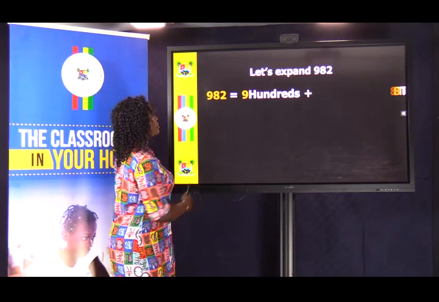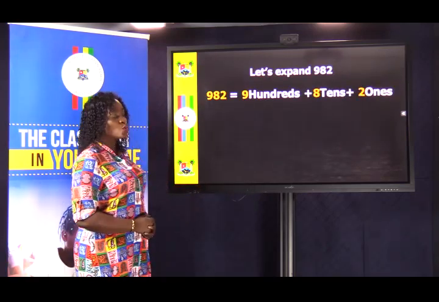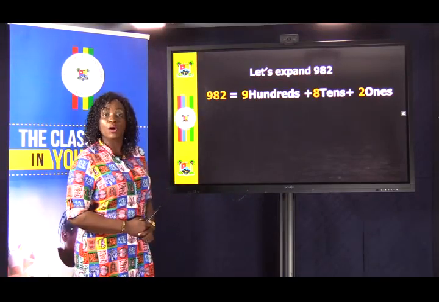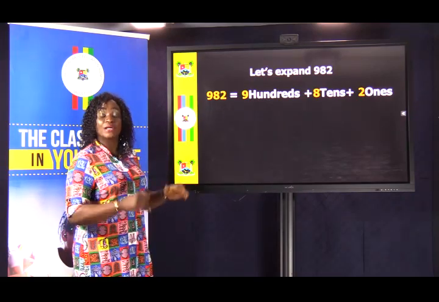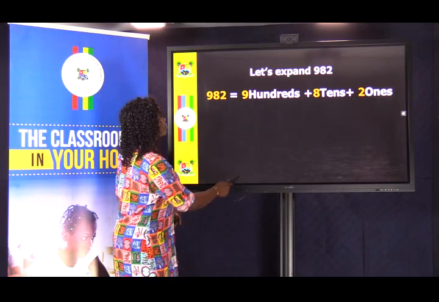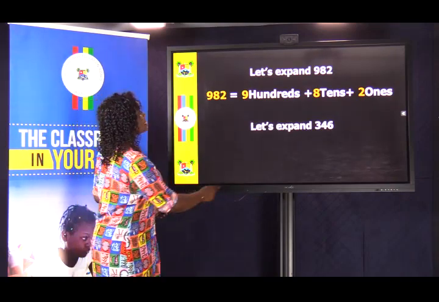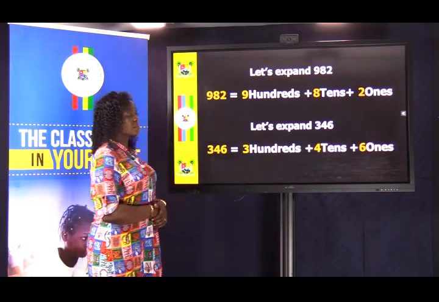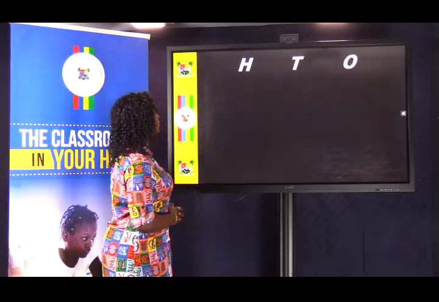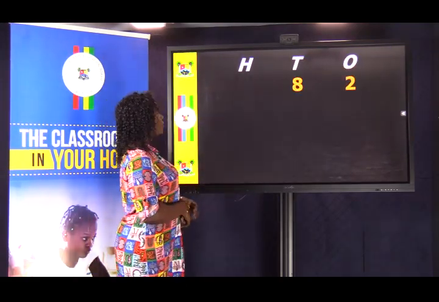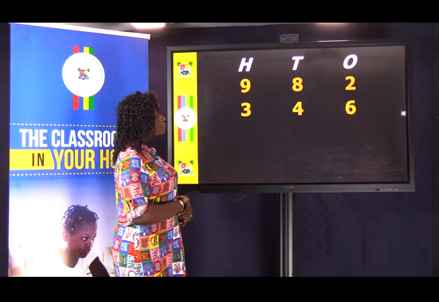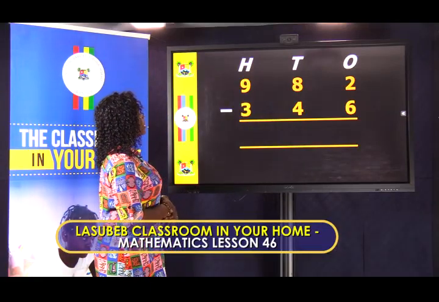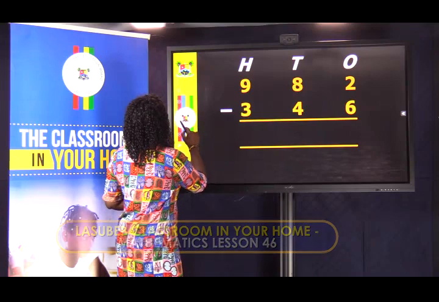982, we have 9 hundreds, 8 tens, and 2 ones. 982 is the total number of eggs collected. 346 is the number of cracked eggs, so we have 3 hundreds, 4 tens, and 6 ones. So let's subtract under hundreds, tens and ones. 982 minus 346. Remember, 346 is the number of cracked eggs. So write the sign you are working with.